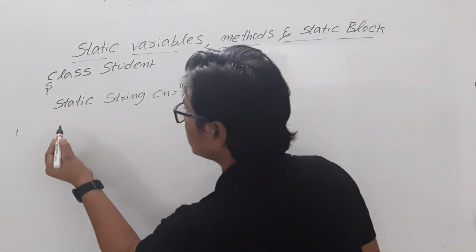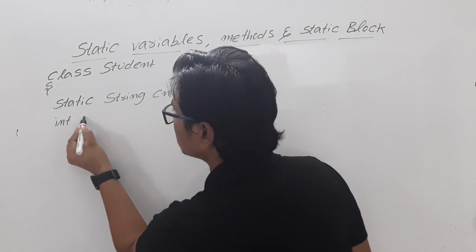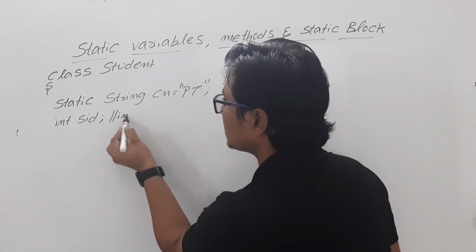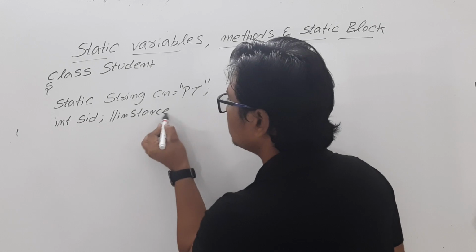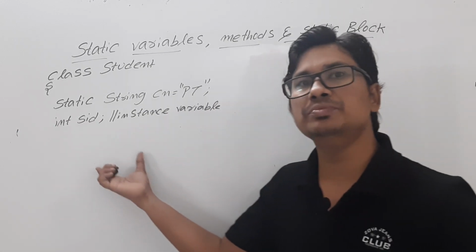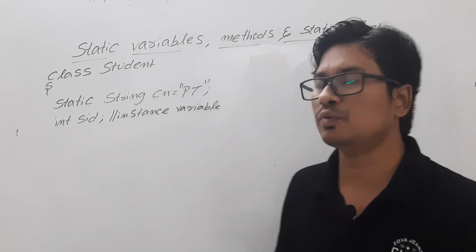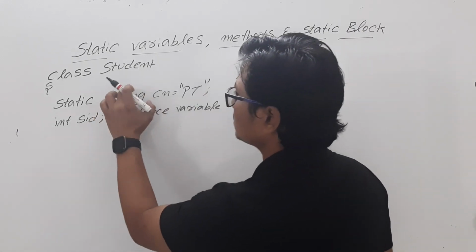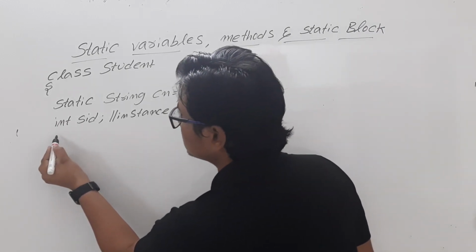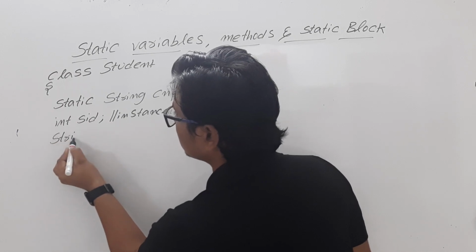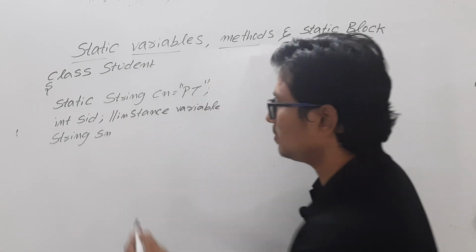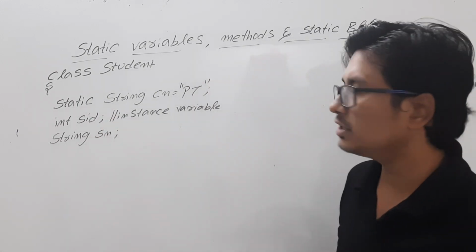Okay, then I will have some instance variables such as int sid. Now this one we can call an instance variable. Why are we making it an instance variable? Because for each object it will have a different value based on what value you are assigning. But this college name will be common for all the objects. Similarly, let's take that I have a String type stating the student name. Let me write it as sn. Okay, this is also an instance variable.